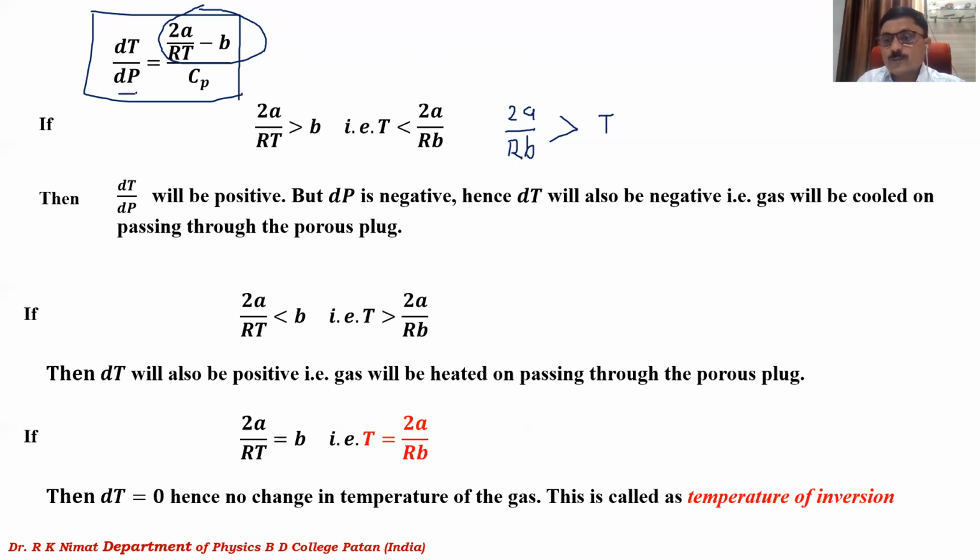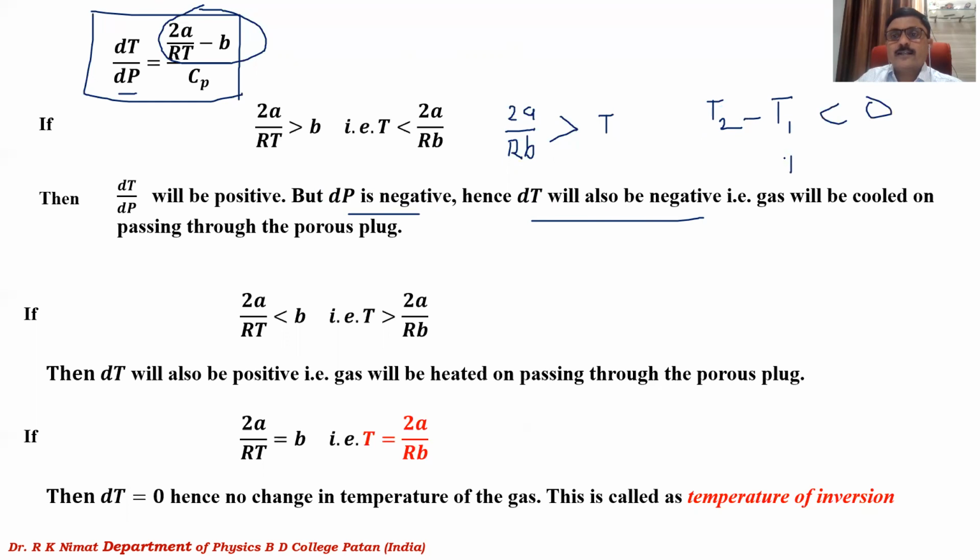Pressure on the other side of the porous plug is lower than the pressure on the side from which we are throttling the gas. So since dP is negative, obviously dT will be negative. Since dP is negative, change in pressure is negative, obviously dT will be negative. dT will be negative means this final temperature minus initial temperature will be negative.